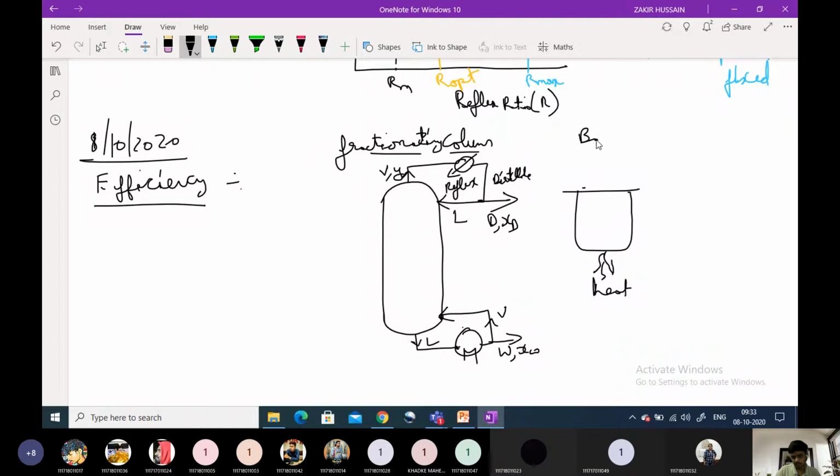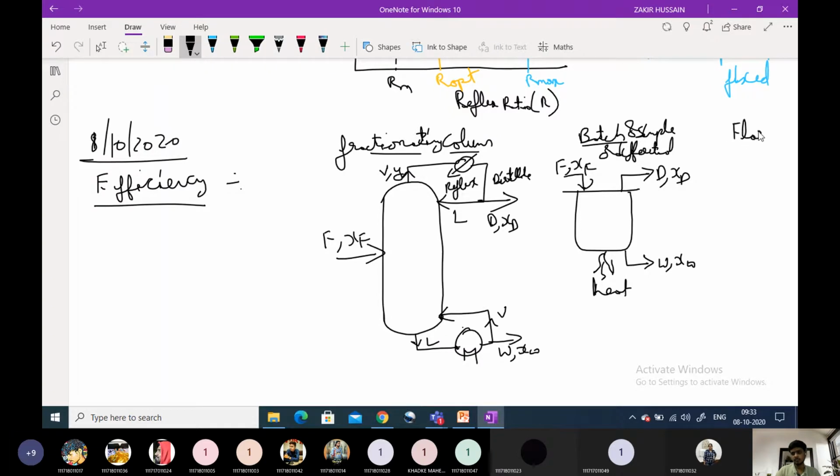But here, if you see the batch or simple distillation, which we can also call differential distillation, once the feed F moles has been given, we will extract distillate D with composition XD, and the feed has composition XF. Here also, same, F will be going with XF composition of the more volatile component, and some residue will be coming, W into XW. But what is the difference between batch distillation and continuous distillation?